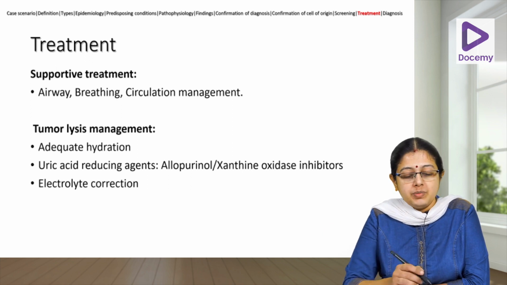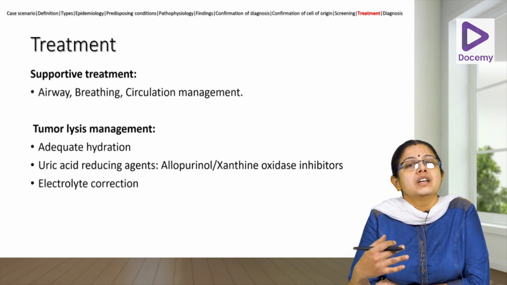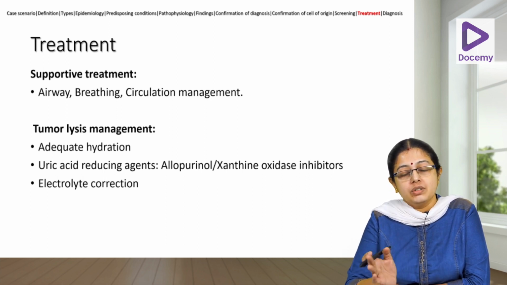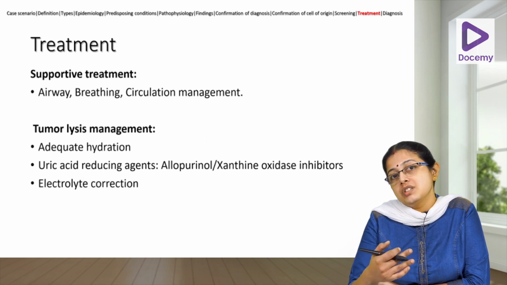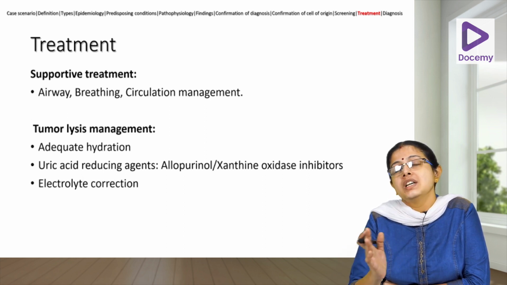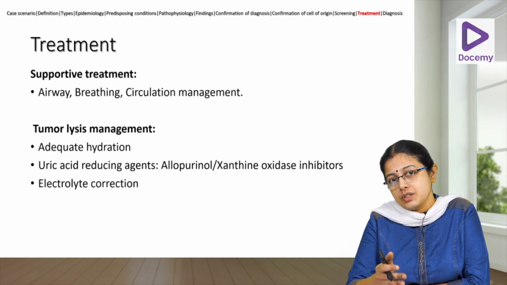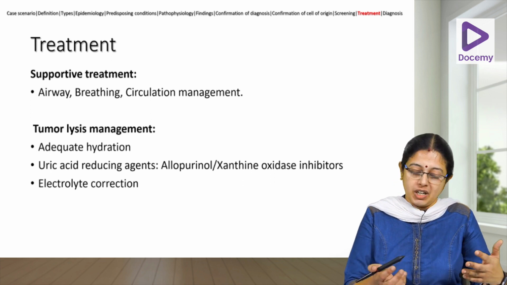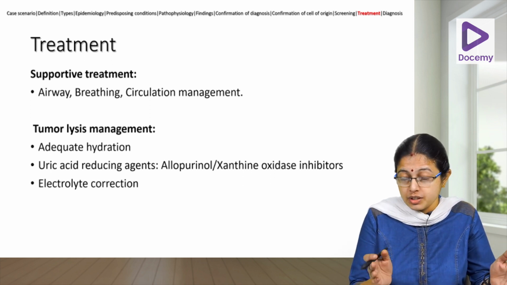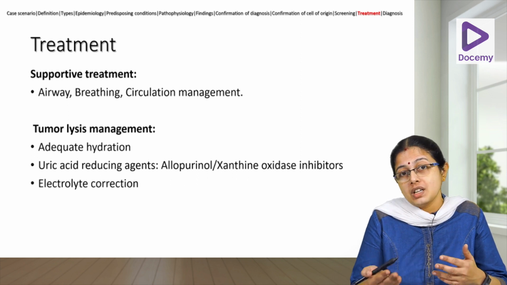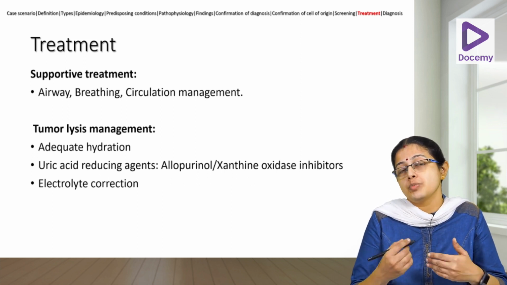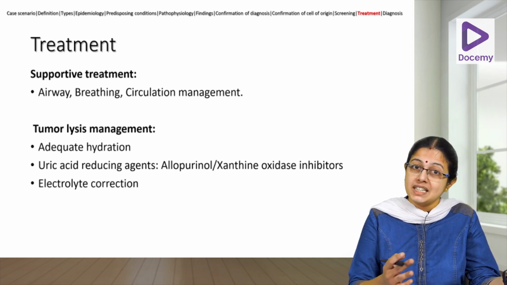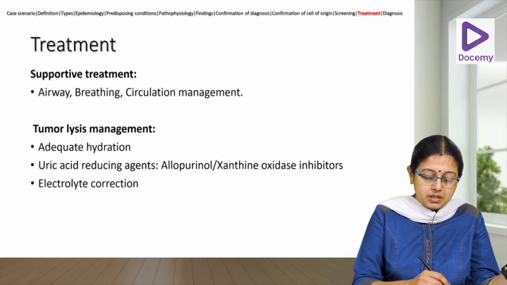So, for the supportive treatment, we need to look into the airway, breathing, circulation. If there is a stridor, the airway has to be secured, breathing has to be secured, and the circulation. If there is a hypotension, we need to start this patient on inotropes. The hypotension may be because of a neutropenic sepsis, so the patient has to be started on antibiotics for tackling the neutropenic sepsis. If the patient is in tumor lysis, adequate hydration is necessary to maintain the renal function, to reduce the renal injury. Uric acid reducing agents have to be given to the patient. Electrolyte correction has to be done to prevent arrhythmias.